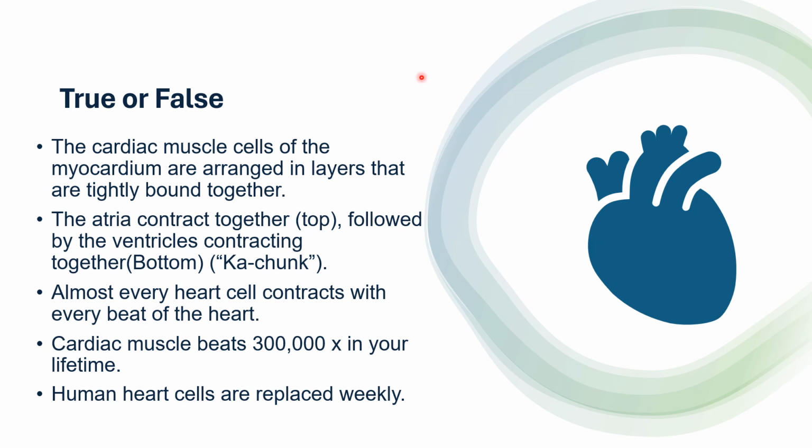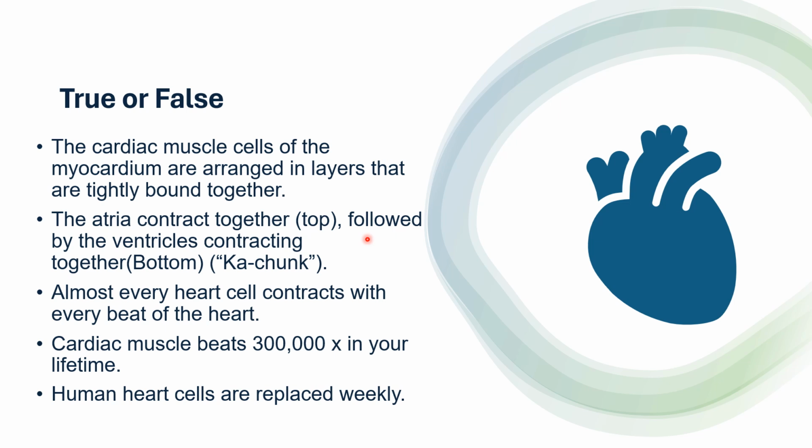So true or false, cardiac muscles of the myocardium are arranged in layers that are tightly bound together. That is true, but they have gap junctions in between them that allow for a little bit of communication. The atria contract together, followed by the ventricles contracting. And I talked about in lab, I like to call this ka-chunk. So both atria would represent the ka part of the heartbeat, and both ventricles pushing blood up and out of the heart are the chunk part.